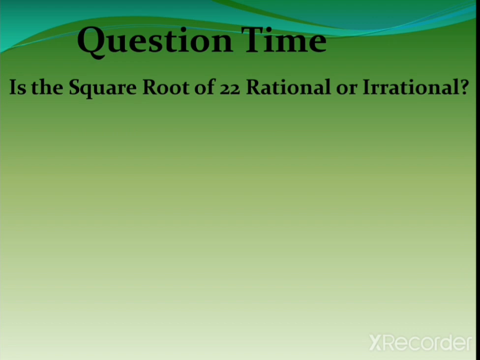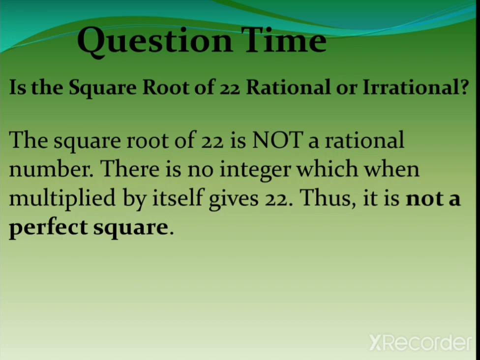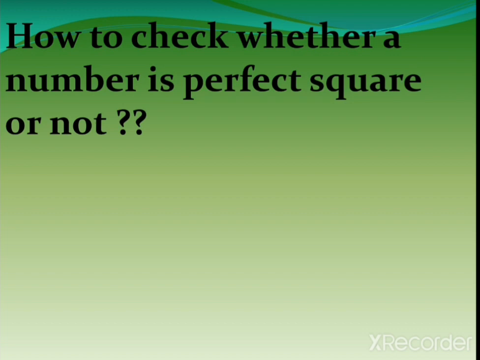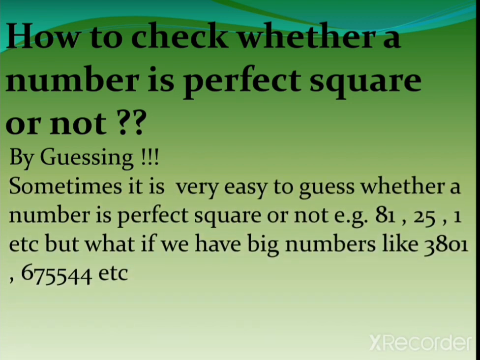Now I have a question for you. Is the square root of 22 a rational number or an irrational number? For that, you'll find the square root of 22, which is not a rational number because there is no integer which multiplied with itself gives you 22. So this is not a perfect square. Now, how do we check whether a number is a perfect square or not? By guessing? No, not at all.